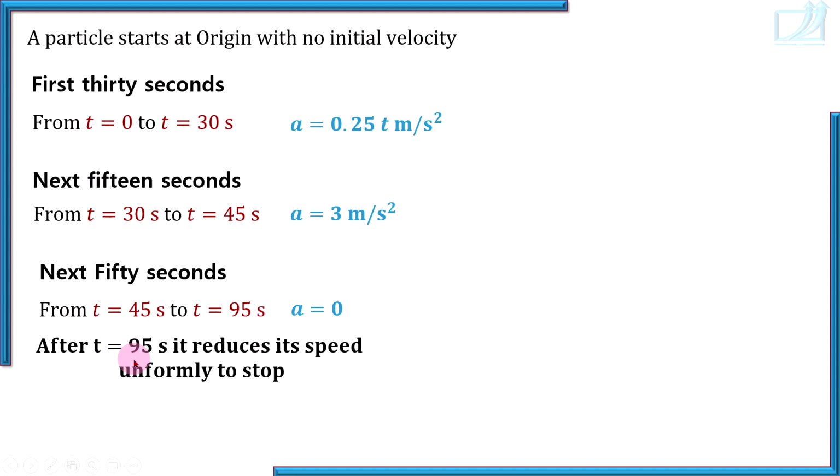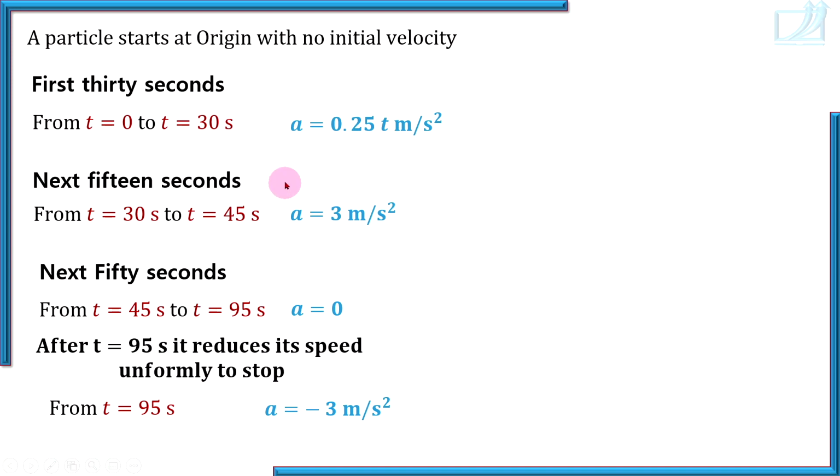And after t equal to 95 seconds, it reduces its speed uniformly to stop. That is, final velocity becomes 0. So from t equal to 95 seconds, speed reduces uniformly, in the sense acceleration is constant but negative. It is opposite to velocity. It is retardation, it is deceleration. Let it be minus 3 meters per second squared.